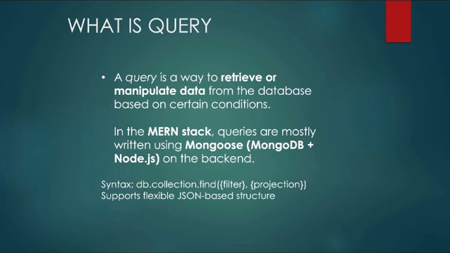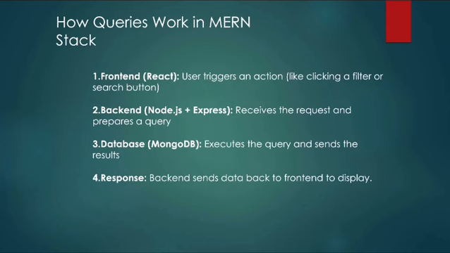And here is how queries work in the MERN stack. We have to use front-end, back-end, database, and responses. For the front-end we use React, back-end Node.js plus Express, database MongoDB, and in the response the back-end sends the data back to the front-end to display. Whenever we click something like a filter or search on a website, it sends a query to the backend, which processes it and returns the correct data.